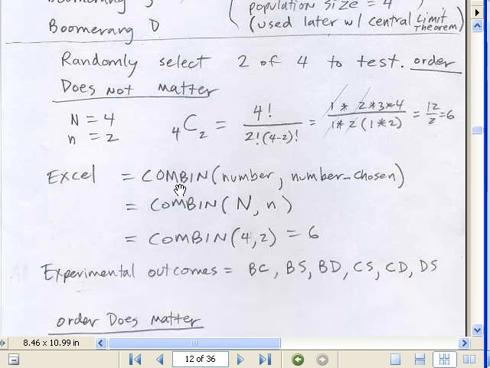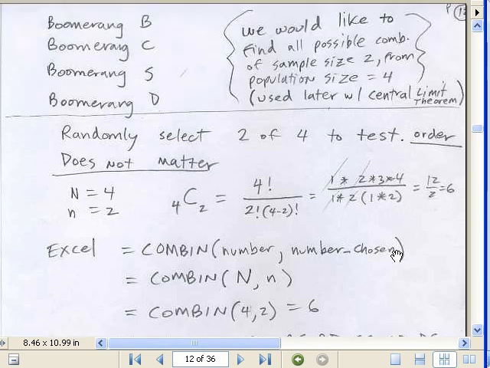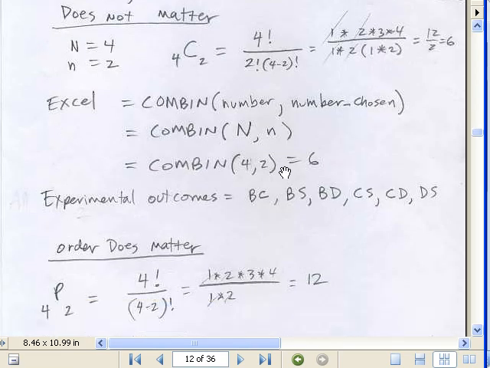Now, in Excel, this is the COMBIN again, and it will ask for a number and a number chosen. The number is the big N. Number chosen is the little n. We'll get 6. Now, we're going to want to list these experimental outcomes, and we'll see how to do that in Excel. But basically, you take the B and you put it with a C, B with an S, B with a D. And then you go down to C. Well, we already did CB, so then we go C, S, C, D. And we'll do that over in Excel.